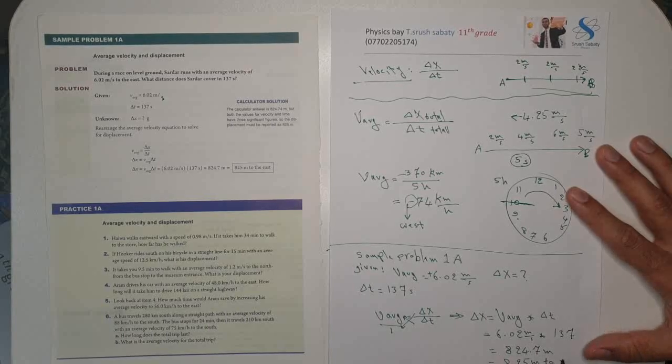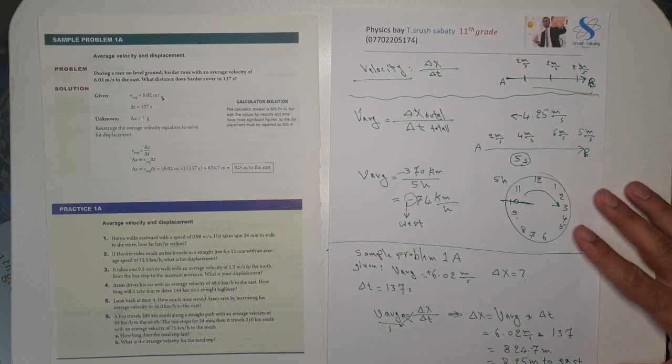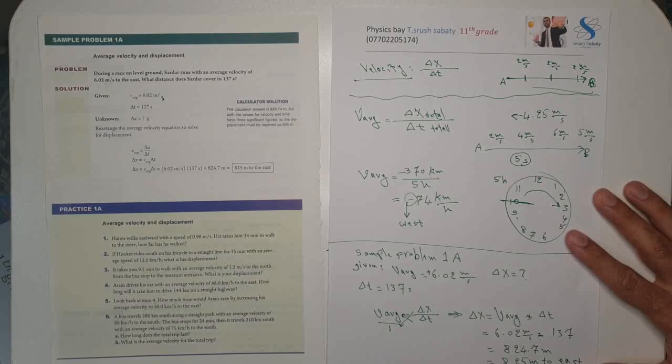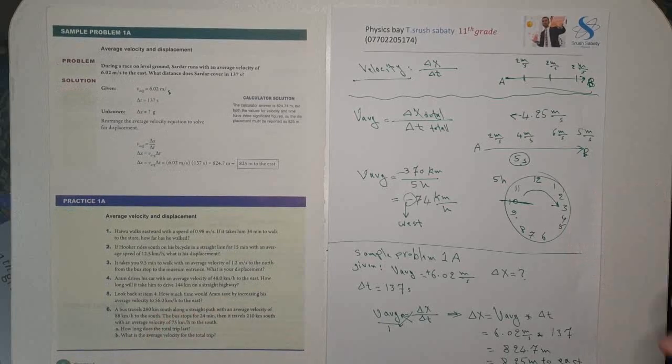To S. As I told you before, for any vector you must write three things: first the magnitude, the unit, and the direction, which we wrote for the sample problem 1a. Okay.